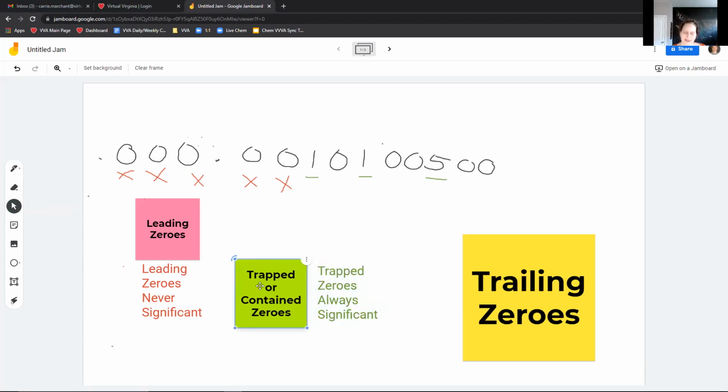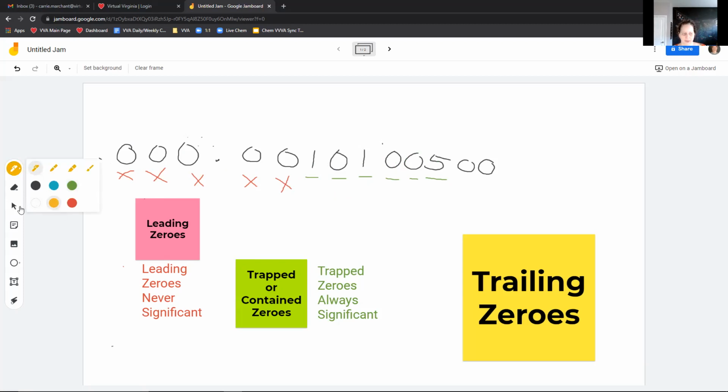Trapped or contained zeros. That means that they are blocked in by 2 significant things. So the 1 and the 1 block in the 0, so that guy's significant. Decimal points don't make things significant when it's in the leading area. Leading are never significant. What about these 2 zeros? They're blocked in, but there's 2 of them. Oh, yep, still counts. So you can have 100 zeros in there. Still counts.